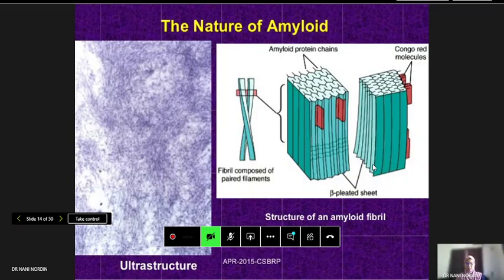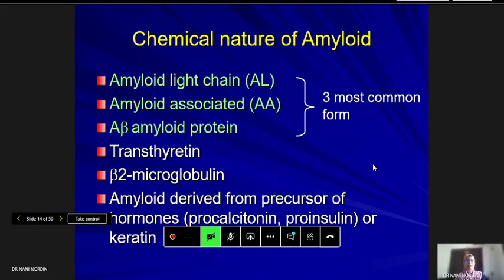So that's about the physical nature of the amyloid. As I mentioned earlier, all amyloid protein, no matter what chemical structure, will look like this physically. All right. Okay, so next we go into the chemical nature of amyloid.